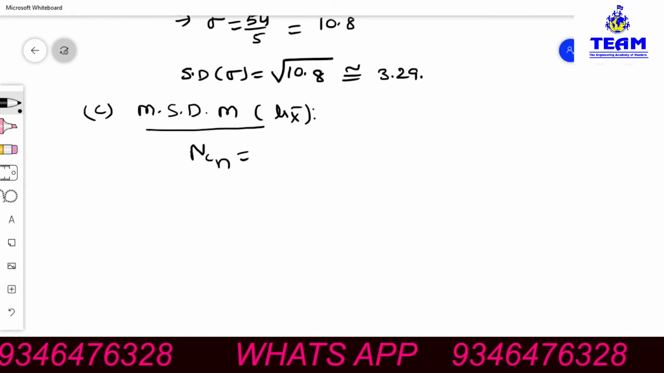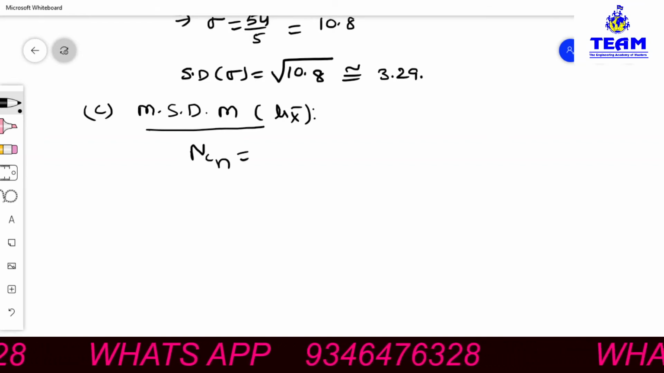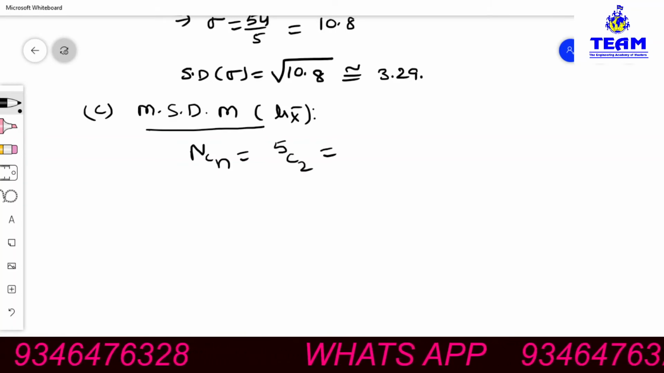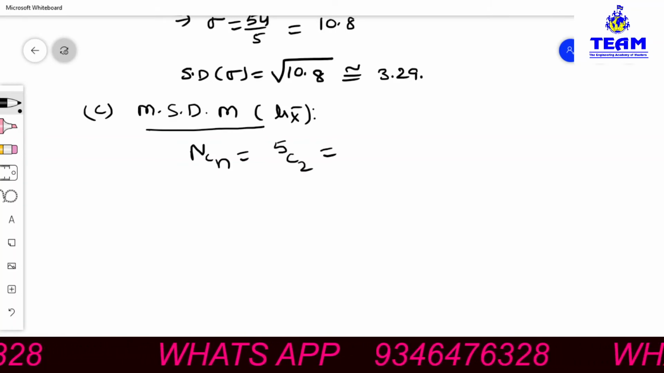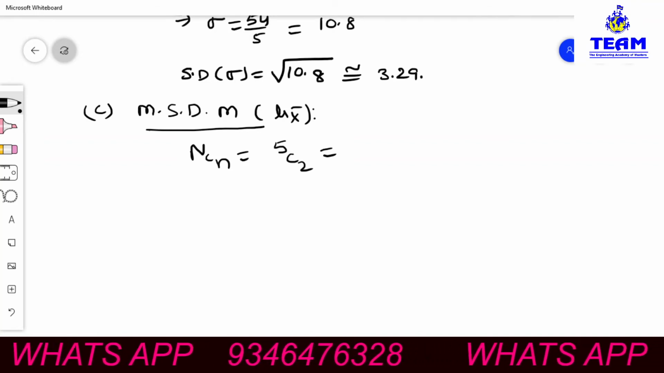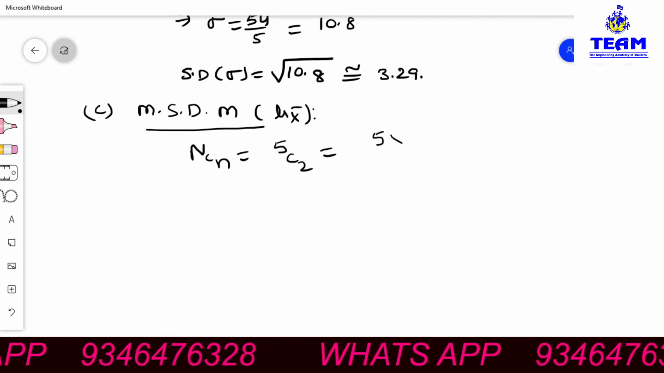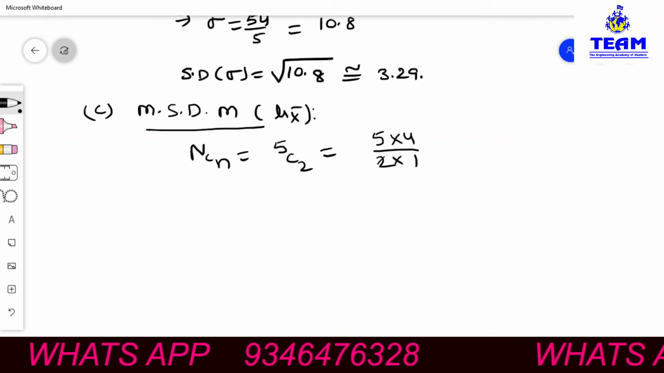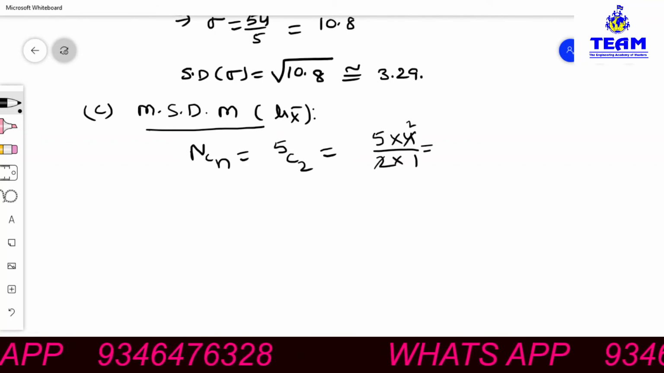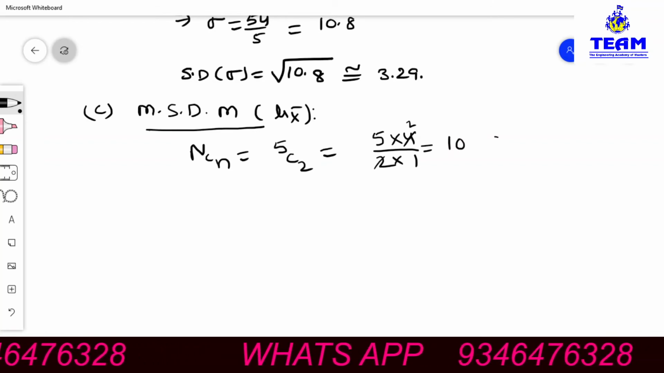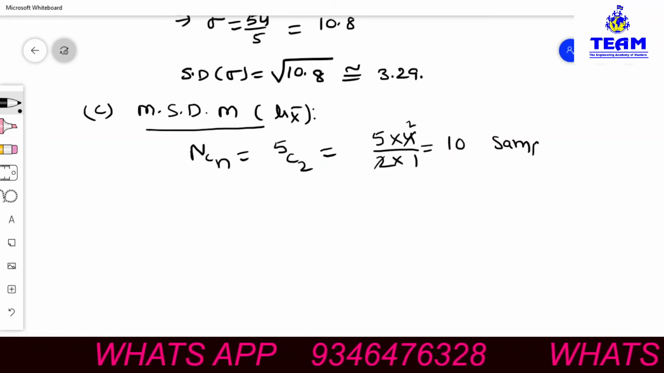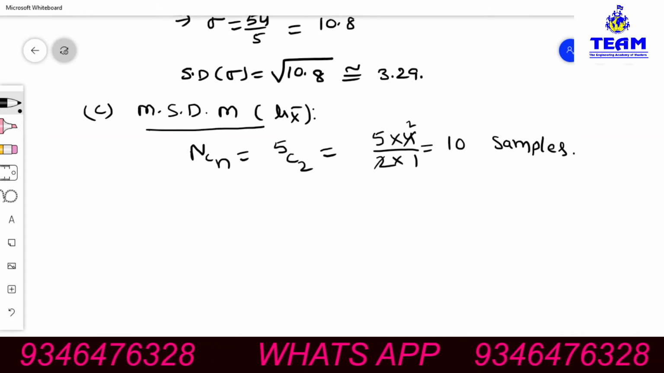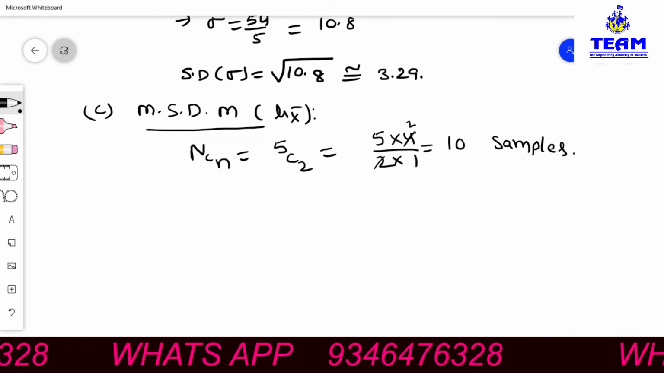NCn becomes 5C2. Why? Because capital N equals 5 and small n equals 2. That means 5C2, that is 5 into 4 by 2 into 1. That means there exist 10 samples. The number of samples is 10. Each sample is of size 2.